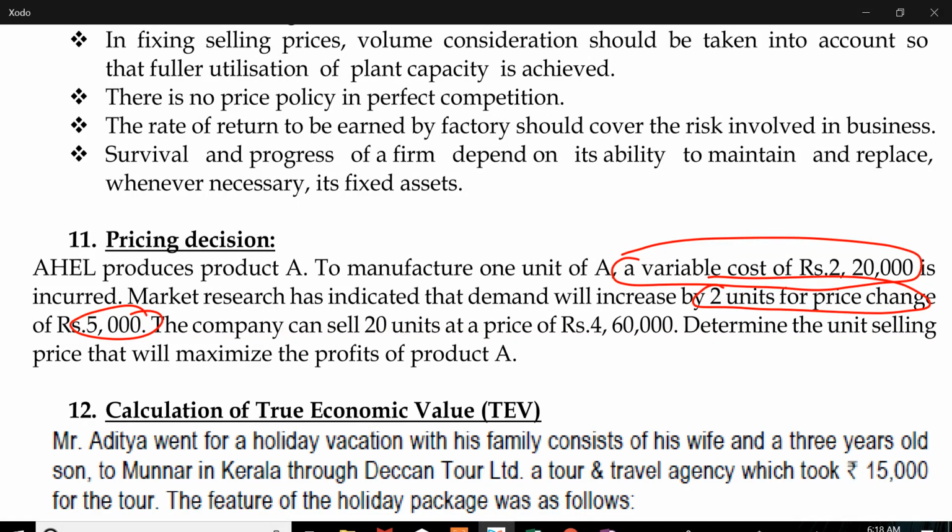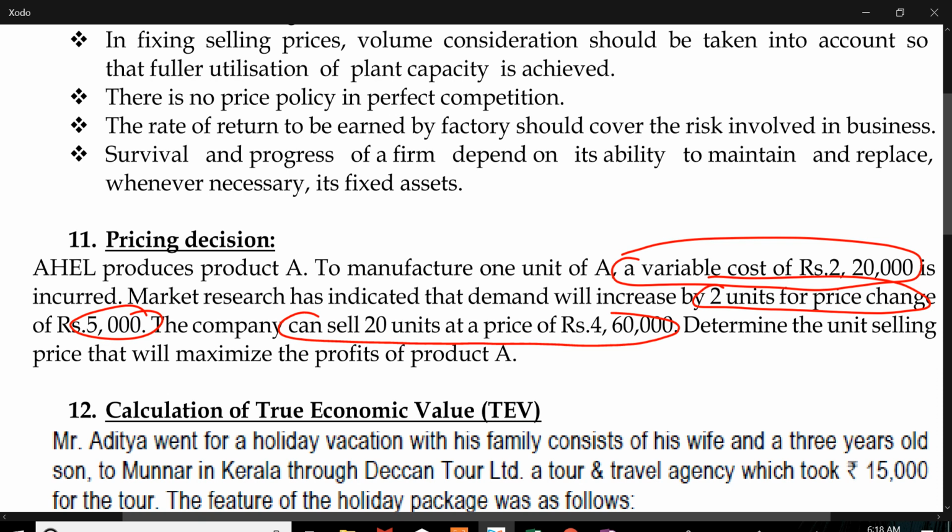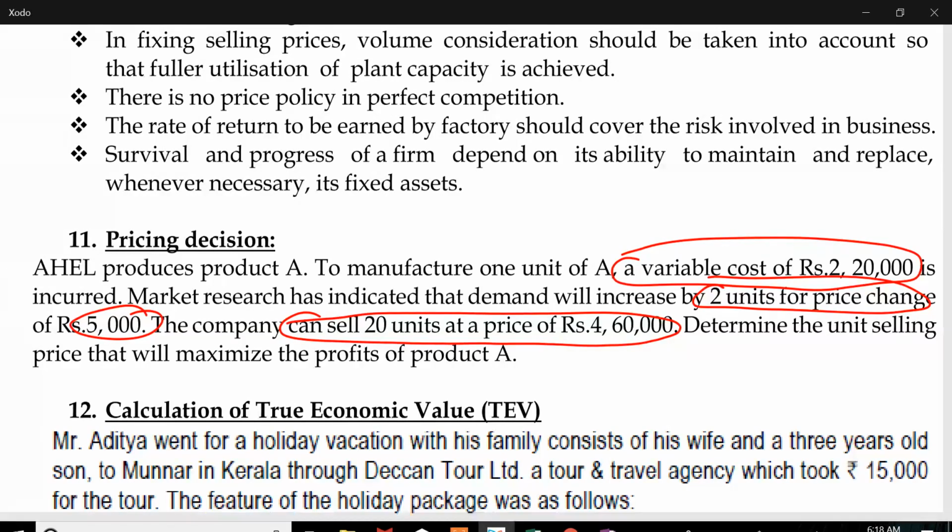The company can sell 20 units at a price of 4,60,000. I'll have to first form the equation for price, then form the equation for marginal revenue, equate it with marginal cost, get the quantity to be sold, and then get the optimum price. Next, let's start.